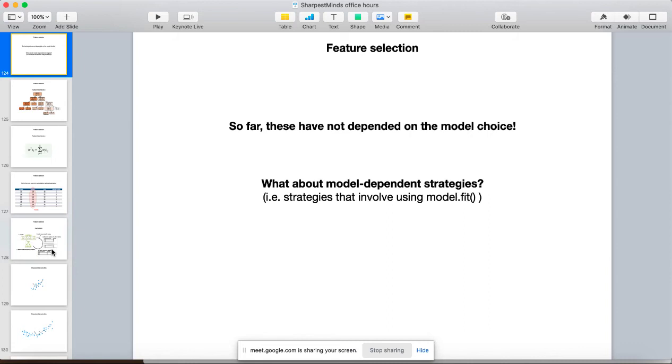And different models have different model-dependent strategies. This is where we start to get into the territory that Jeremy was gesturing at earlier when he said, wait a minute, can I really compare the features that a random forest says are important to the ones that a neural network says are important? Is that really apples to apples? Well, we'll see. This is going to be part of the answer to that question.